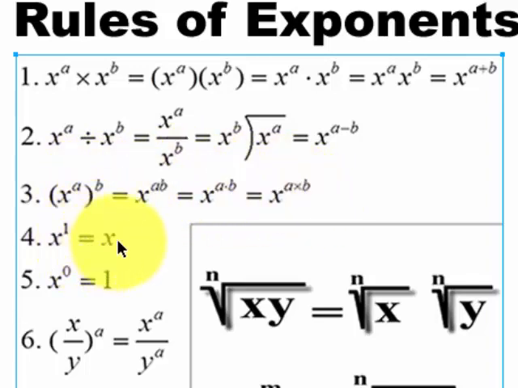Any unwritten exponent is always 1. Anything raised to the 0 power is 1. That seems to get a lot of people right there. That's a common error. And if you apply an exponent to a fraction, you could break the fraction down into the numerator with the exponent and the denominator with the exponent.